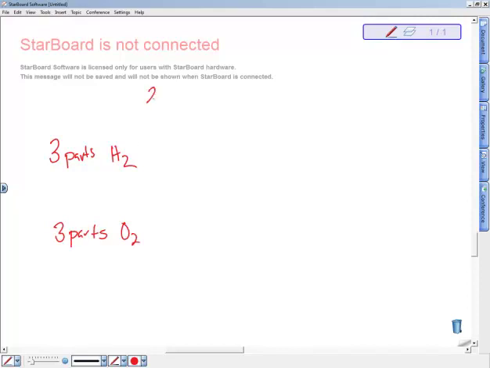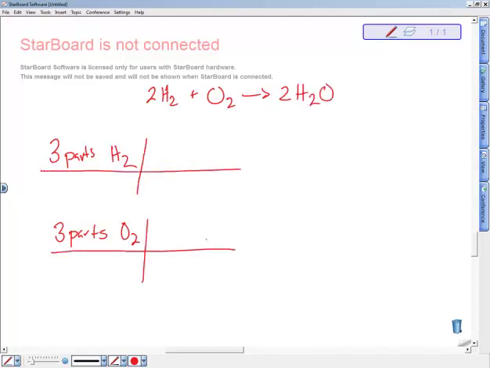Okay, remember the balanced reaction looks like this. All right, those parts are just like moles. They work in the same way. Ready? For hydrogen, it takes 2 moles or 2 parts hydrogen to make 2 parts of water. So that's easy, that's 3.